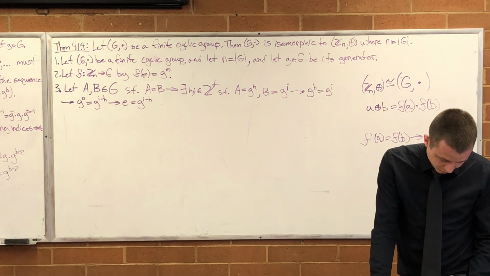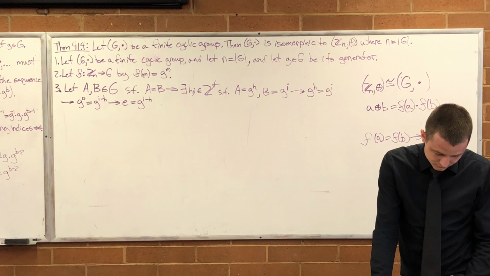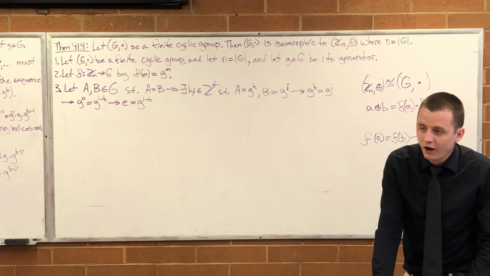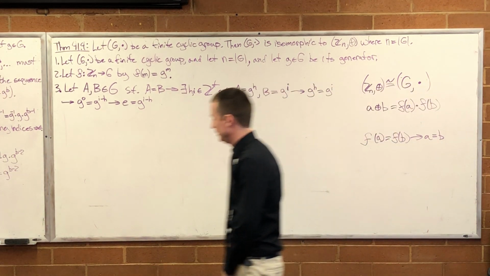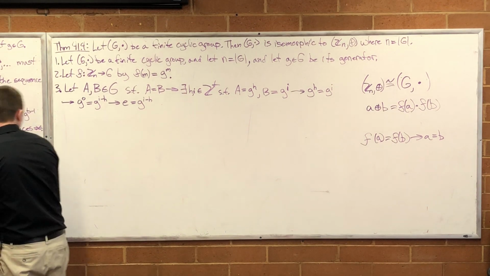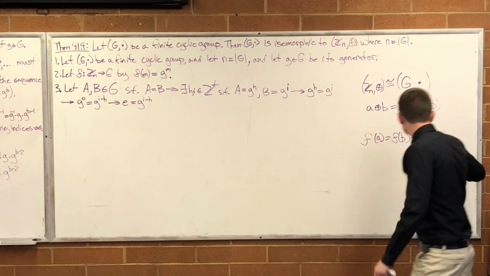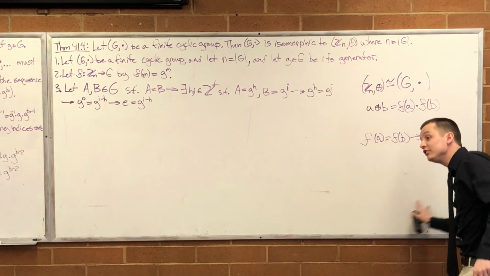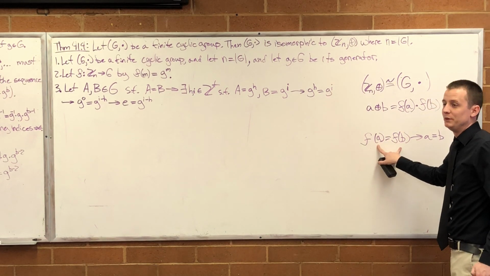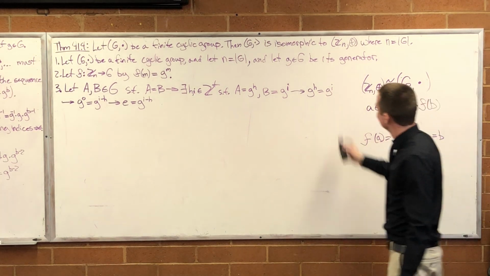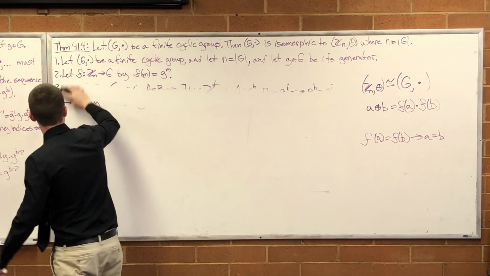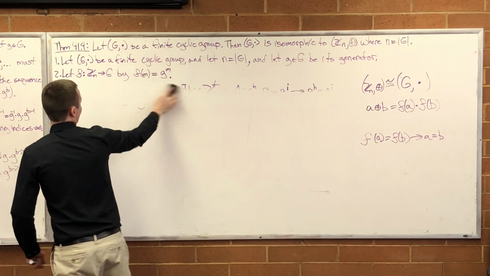Suppose f of j is equal to f of k. Oh, what am I doing? I need to pick a and b out of the domain, and then show that if f of a is equal to f of b, then a is equal to b. How did you guys let me do this? You're terrible.